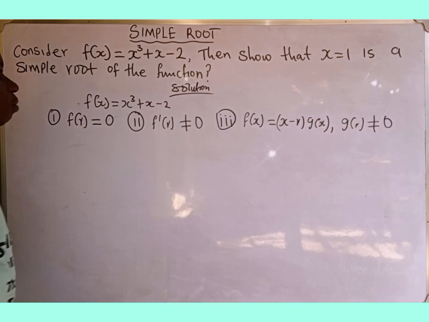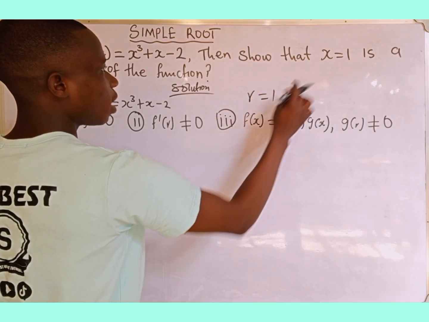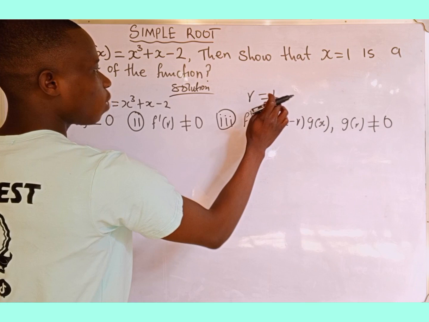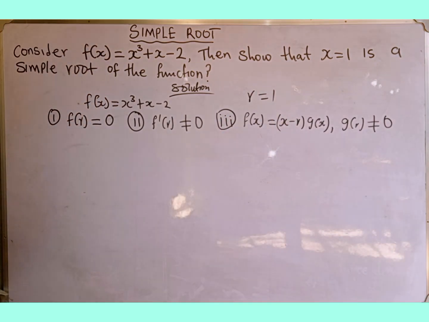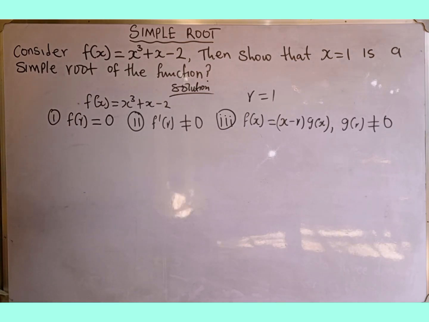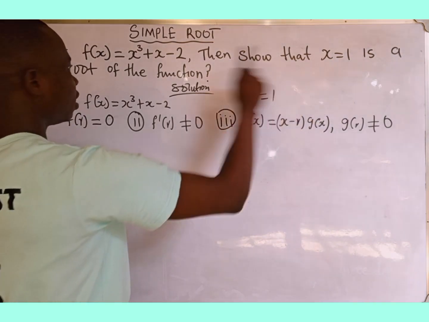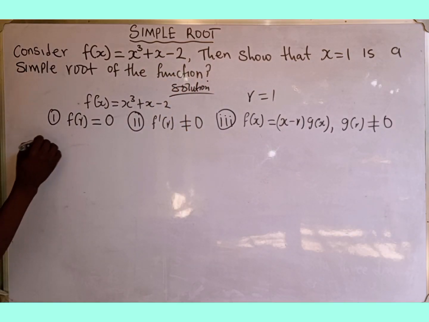To get the r from the question, r is just the root, and the root given here is equal to 1. So r is equal to 1. The r here represents 1. Now we are going to show each of the conditions. If these Roman numerals 1 to 3 are satisfied, that means the given value of x is a simple root of this given function. So let's get started from Roman numeral 1.